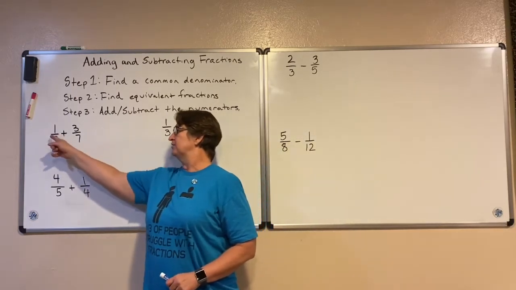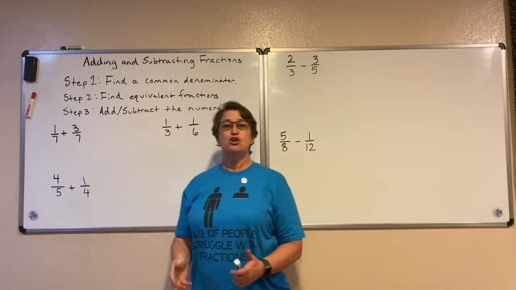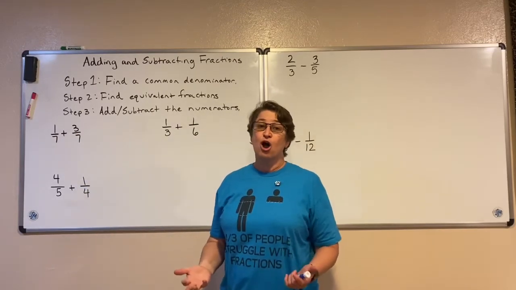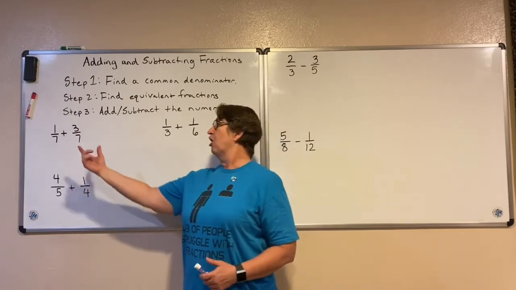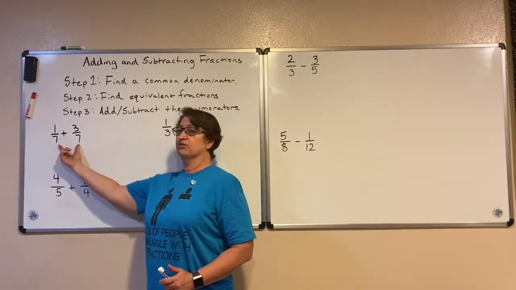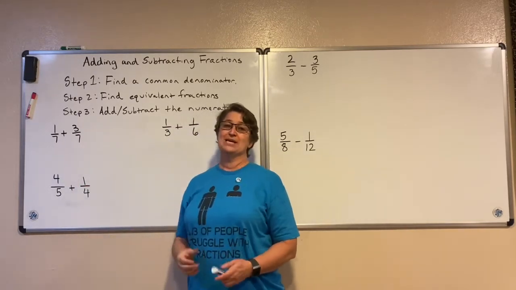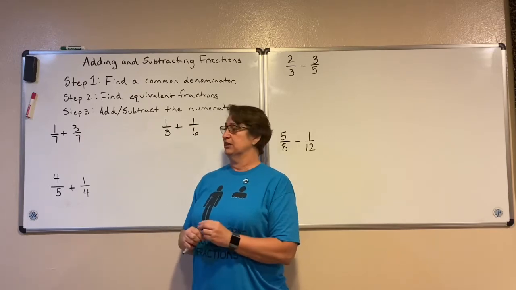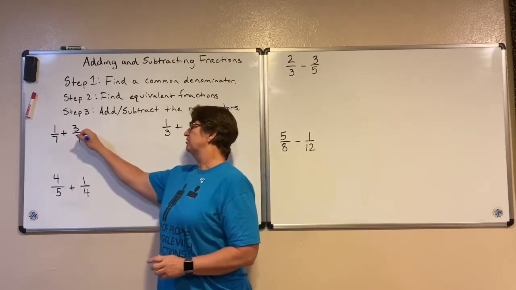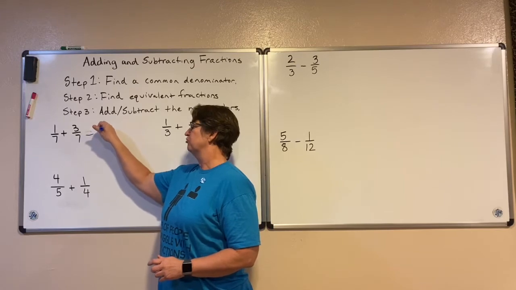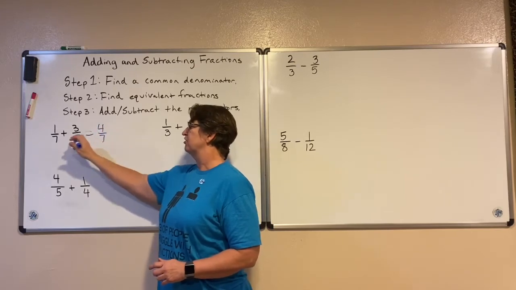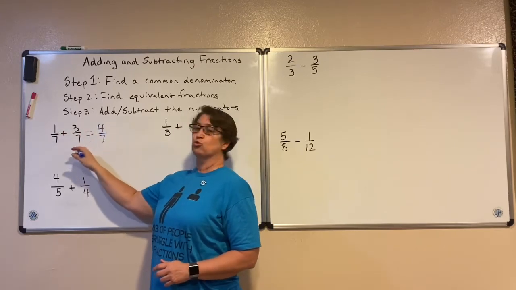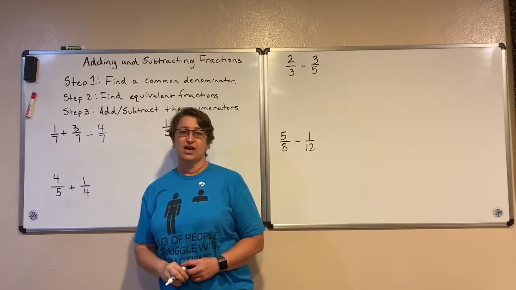Here, I have 1/7 plus 3/7. Notice that the denominators are already the same. It's already cut into sevenths. So I can just simply add our numerators here. 1/7 plus 3/7 is equal to 4/7. We just add the numerators once our denominators are the same.